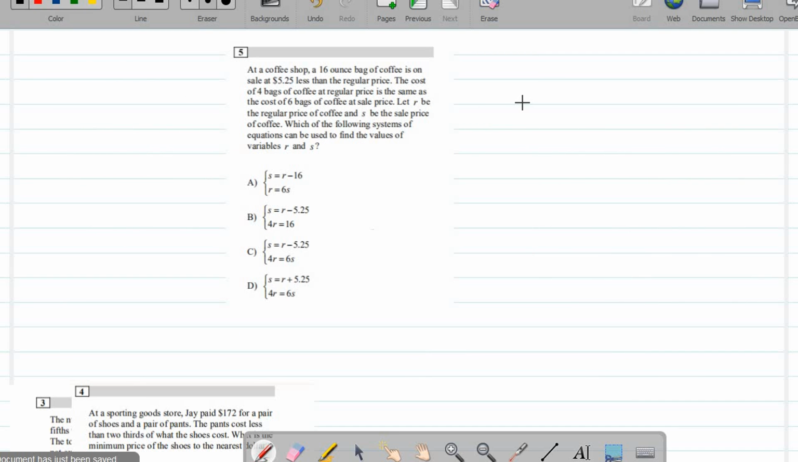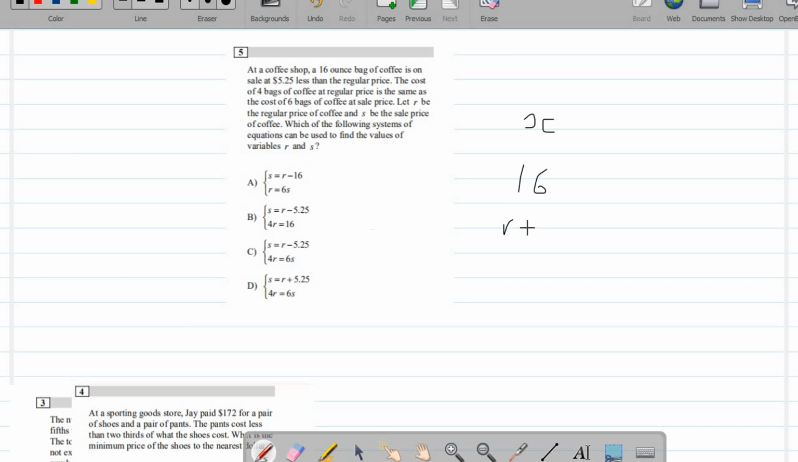So we have F5 here. At a coffee shop, a 16-ounce bag of coffee is on sale at $5.25 less than the regular price. So let's say the regular price was X. The cost of 4 bags of coffee at regular price is the same as the cost of 6 bags of coffee at sale price. Let's say the regular price was at R. That's the regular price.